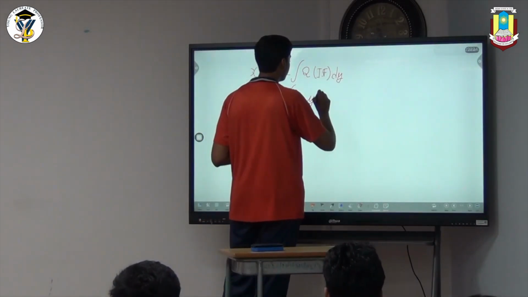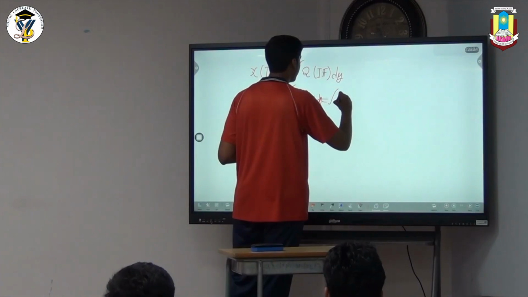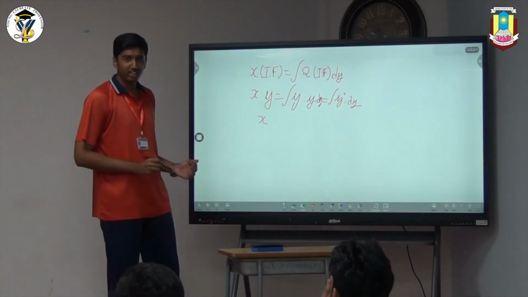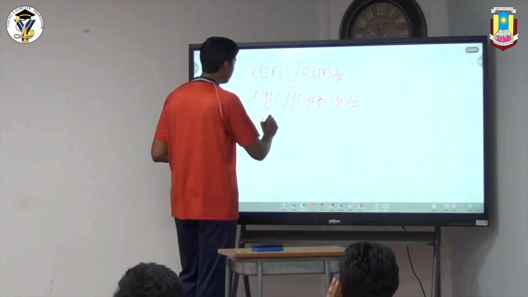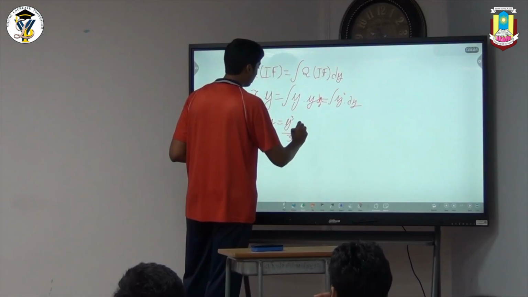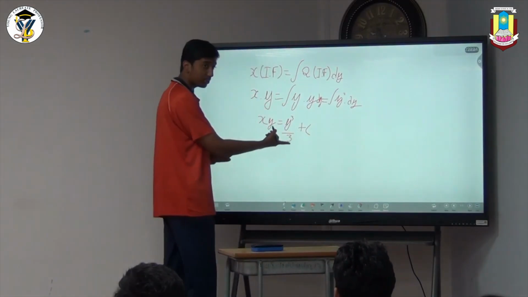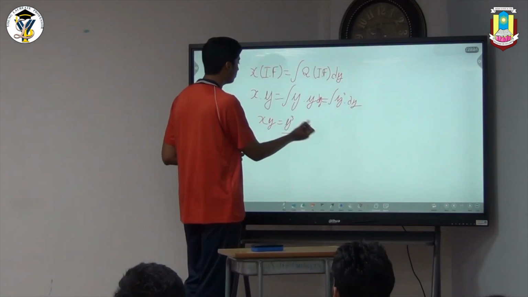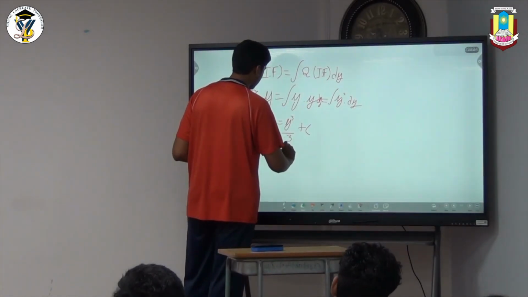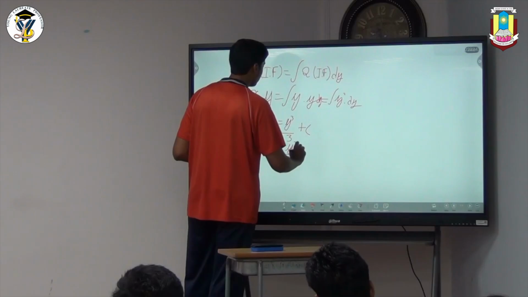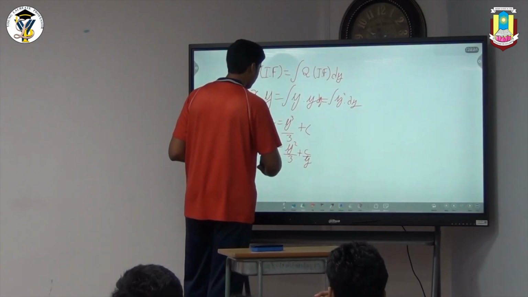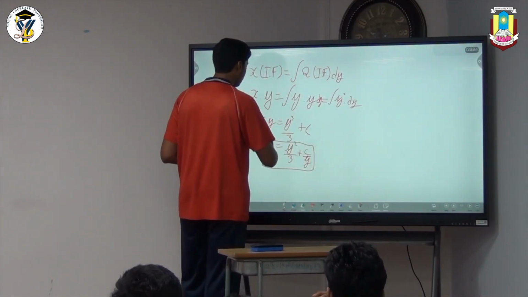This will result in the integral of y square dy. Now we know the integral of y square is y cube by 3. And we should remember to include the constant of integration. Now we can take this y term to the RHS by dividing the whole equation by y, and we will get the result x is equal to y square by 3 plus c by y. This is our solution to the given linear differential equation.